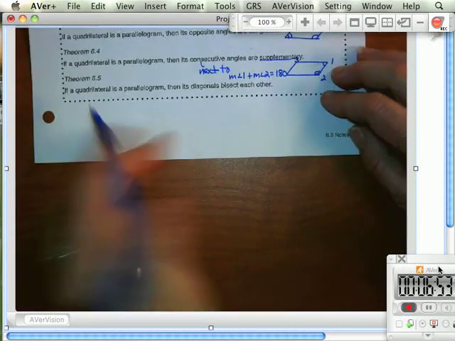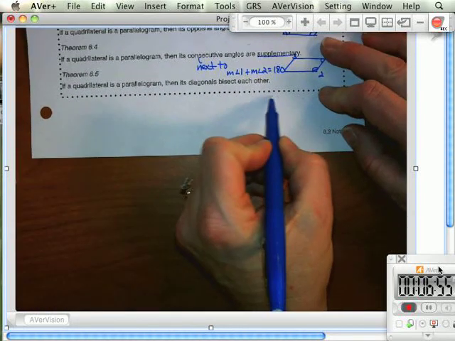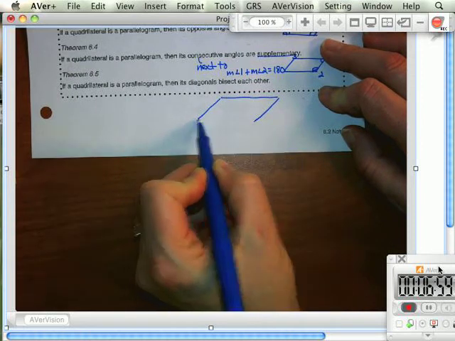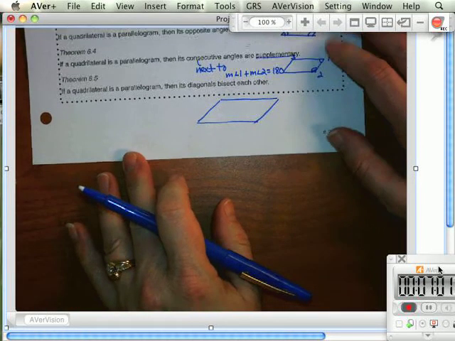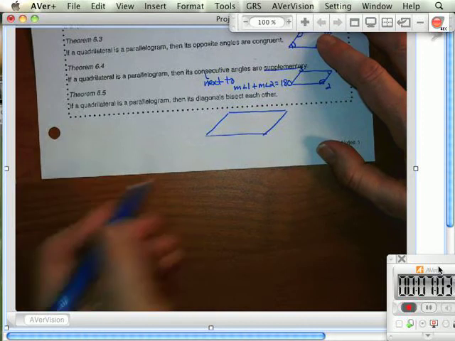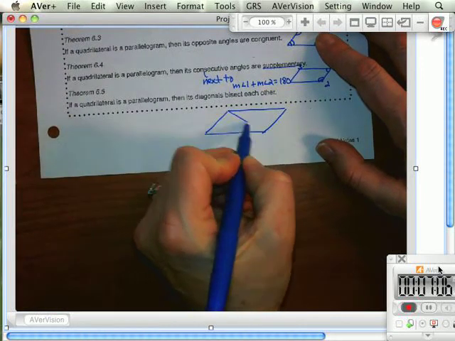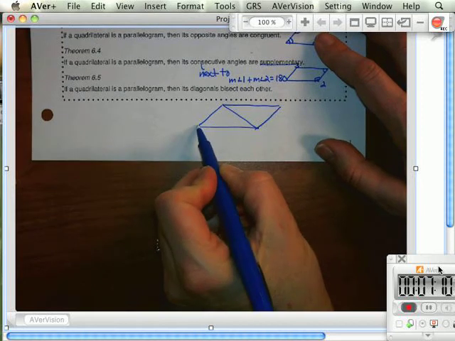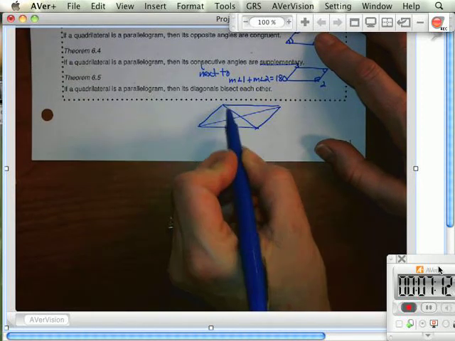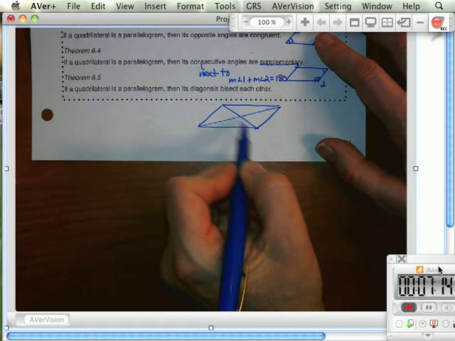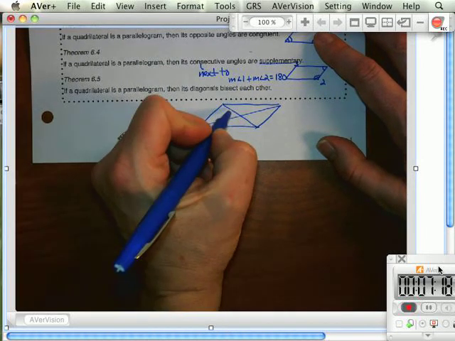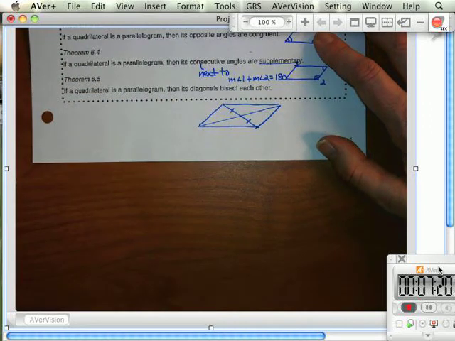If a quadrilateral is a parallelogram, then its diagonals bisect each other. Oh, look, we're going to draw another parallelogram to represent theorem 6.5. Diagonals means going from here to here is a diagonal, and going from here to here, this diagonal is going to cut that one exactly in half. How do I represent that? If it bisects it, it cuts it exactly in half. So those two parts are congruent.